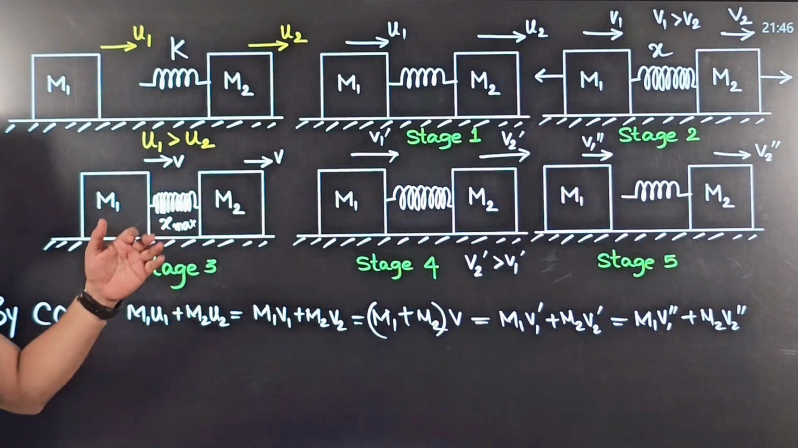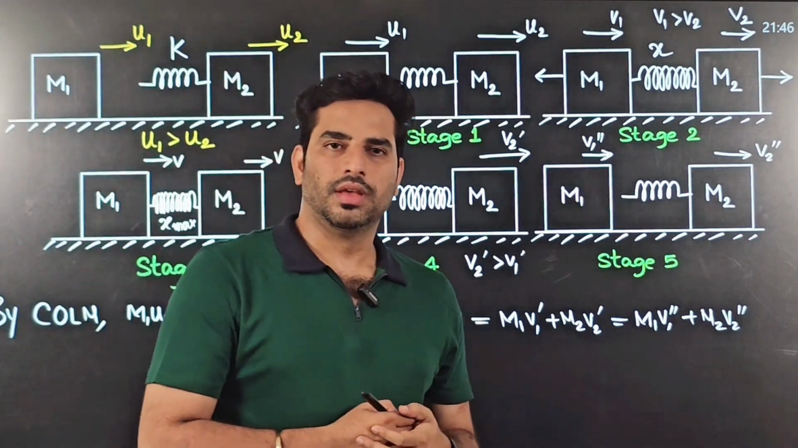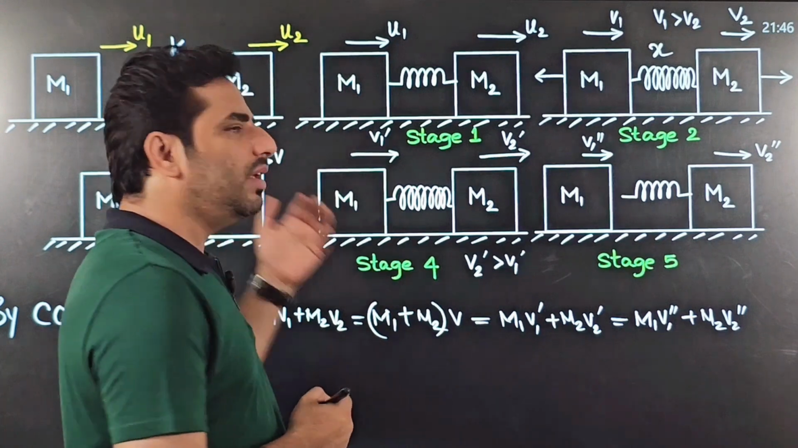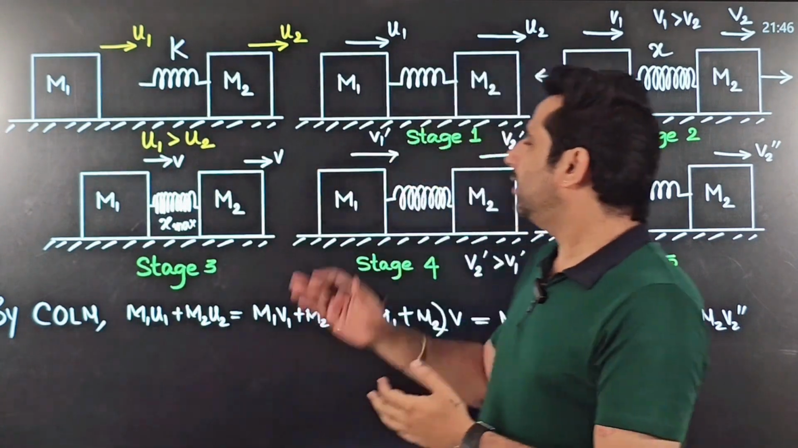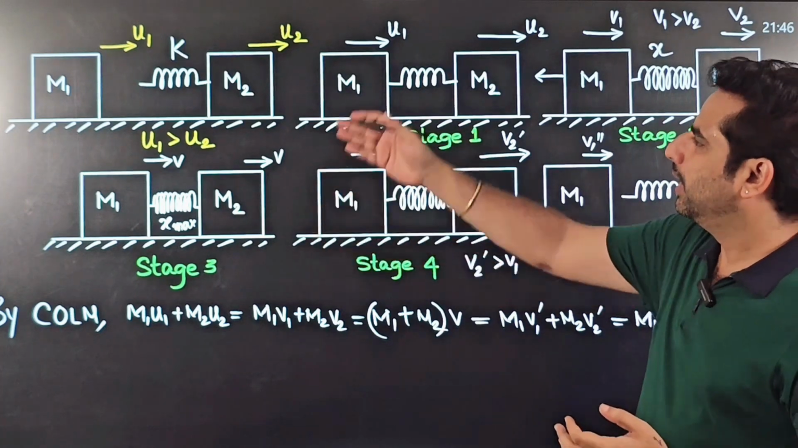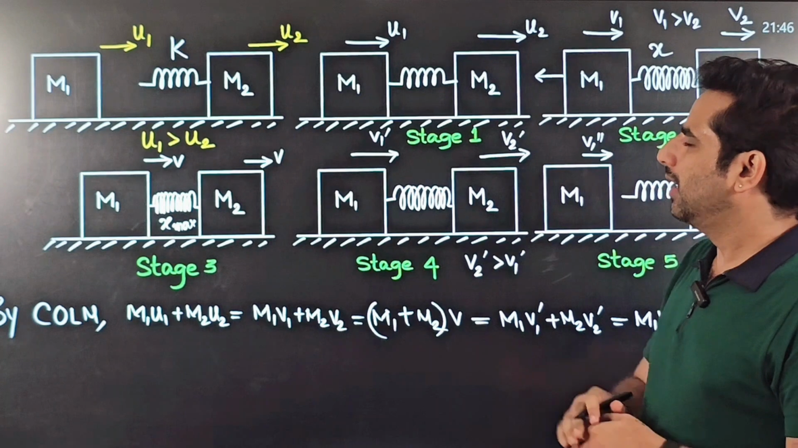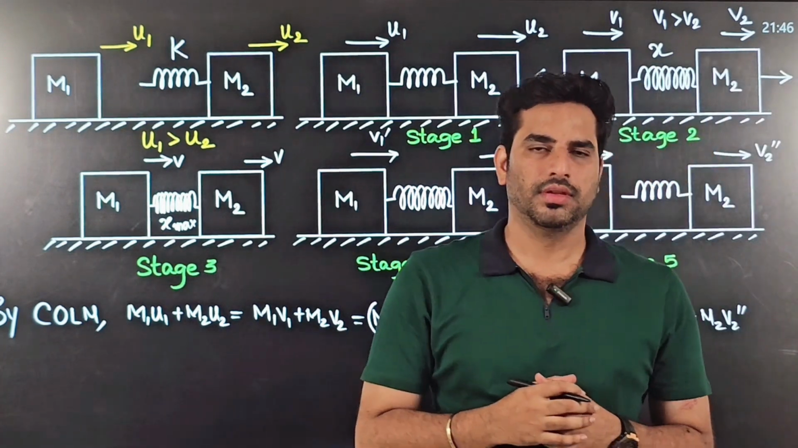So this is the mathematical expression of conservation of linear momentum. And work is done only by spring force. There are three types of forces acting on the system: weights of m1 and m2 downward, normal force on m1 and m2 upward, and of course there is spring force.